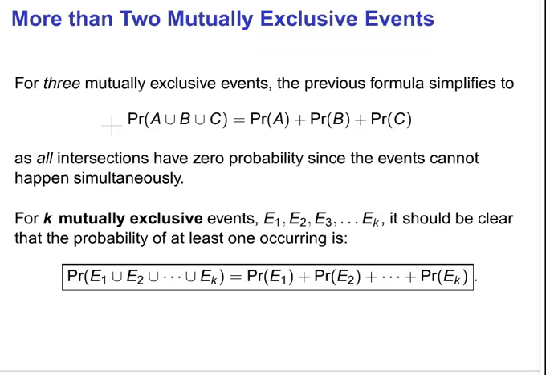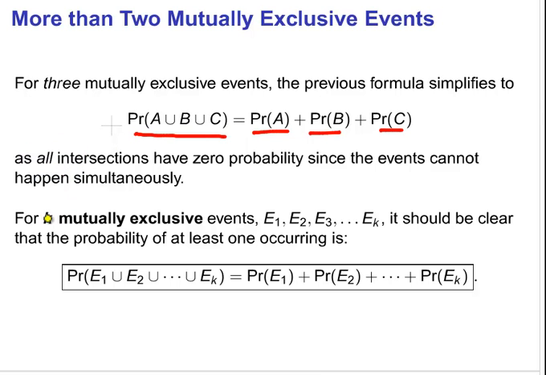So, let's go back to our mutually exclusive events. So, it's more than two mutually exclusive events. Straightforward enough. Okay, A union B union C. If they're all mutually exclusive, simply add up all of the probabilities. That is to say that there's no intersection between any of those three events. All intersections have zero probability, since the events cannot occur simultaneously.